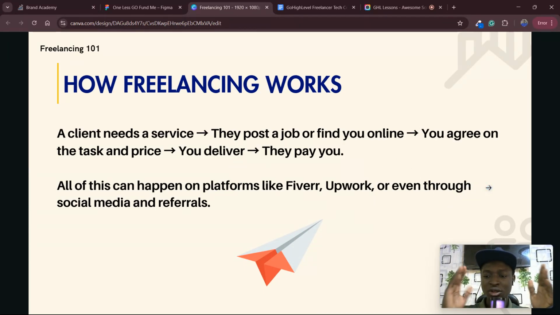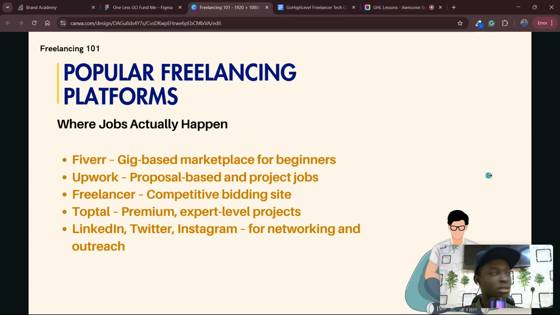Someone needs a service, someone has the skill to provide it, and then they post the job. We agree on the task and price, and then we get it done. You get it done for them, and that is it. Now, popular freelancing platforms. What are some of the popular freelancing platforms?